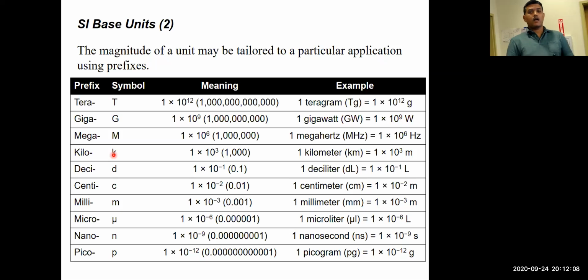Here you have, let's say, kilo. Kilo means 1,000 times the base unit, so it is multiplied by 1,000. A mega means 1,000,000 times the base unit, so it is multiplied by 10 to the power of 6. A giga means 1,000,000,000 times the base unit, so it is multiplied by 10 to the power of 9. A tera means 1,000,000,000,000 times the base unit, so it is multiplied by 10 to the exponent of 12.